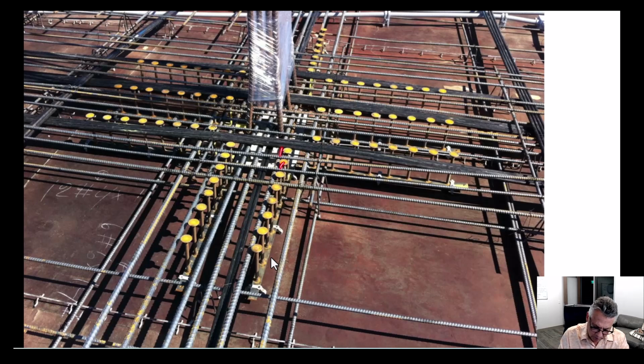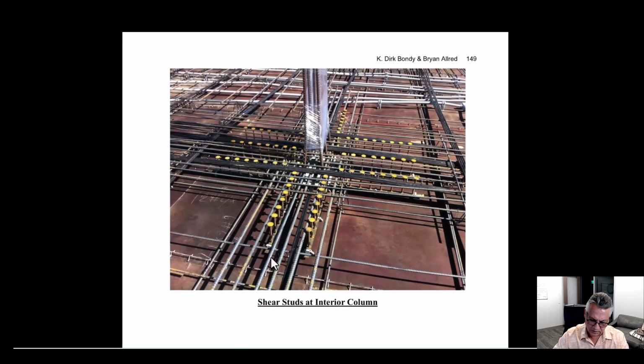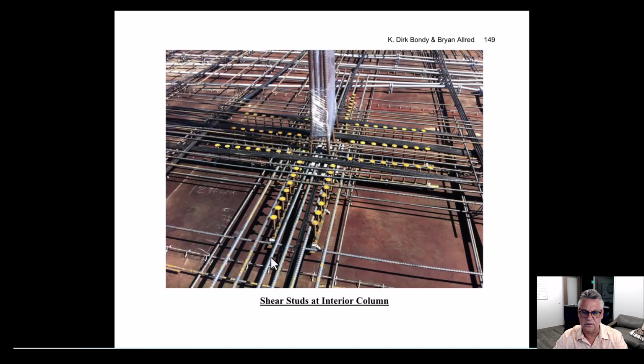Now in this direction, the rebar has to be underneath this rebar. So we expect it to be a little bit lower. But anyway, I like stud rails for multiple reasons, but one of them is it helps me tell if the PT and the rebar is actually at the right location.